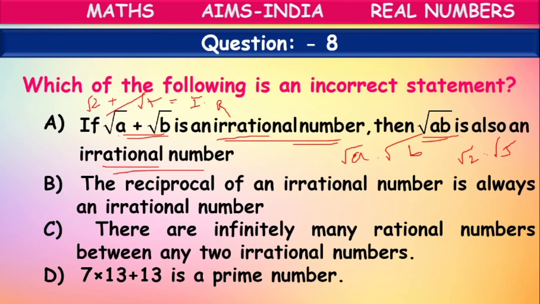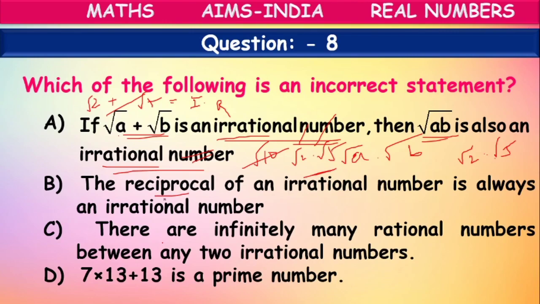Okay, irrational number. But what about their product, root 2 into root 5? What will it become? Root 10. Root 10 we can write again as root 2 into root 5, where both are irrational numbers. Their product is also an irrational number. Okay, this statement is correct, but they are asking for the incorrect statement. So this statement is correct.